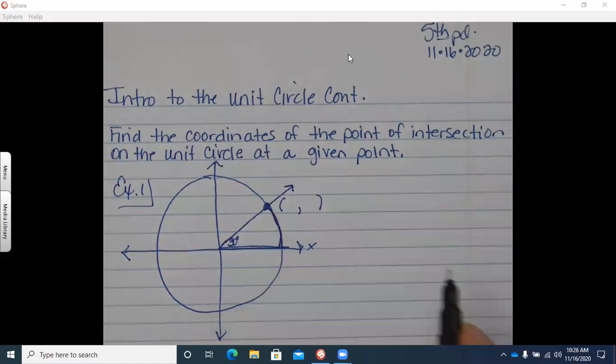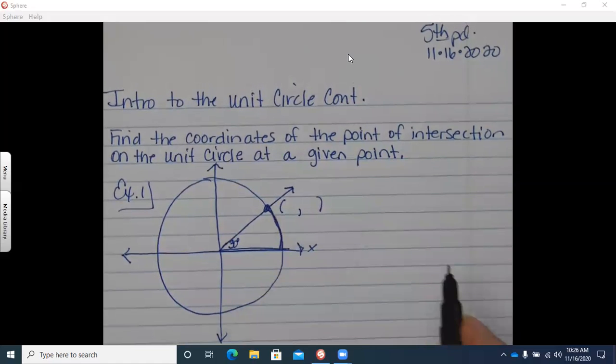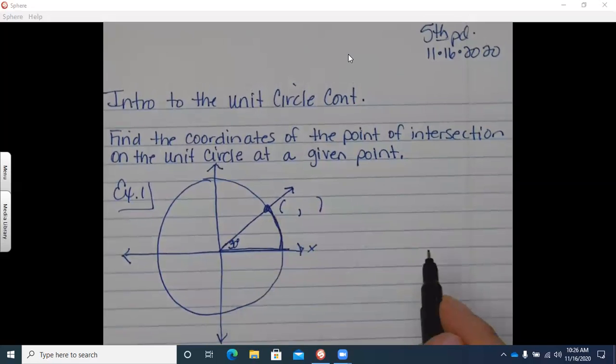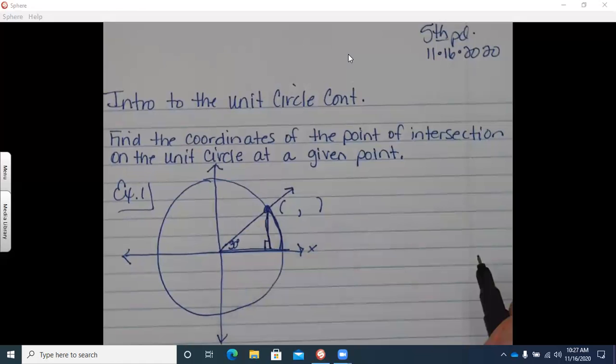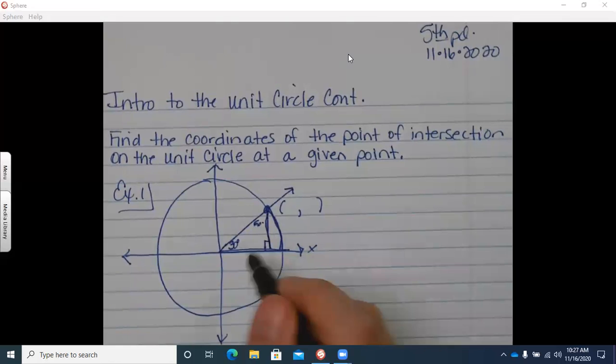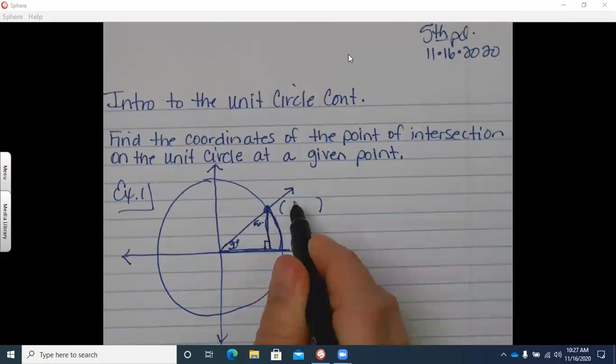What we're going to do to help us is create a 30, 60, 90 triangle by going to the point where our ray intersected the circle and drawing the line straight down to the x-axis so that it creates a 90-degree angle. Okay? So what would that other angle that I don't know, what would its measurement be? 60 degrees. Well, if I can figure out the length of this base, that will tell me my x-coordinate. And if I could figure out the length of this height, that will tell me my y-coordinate, right?